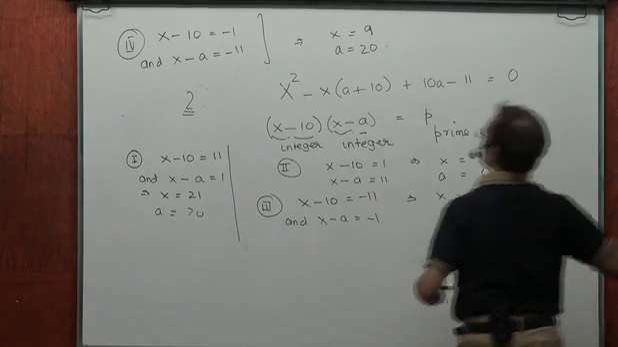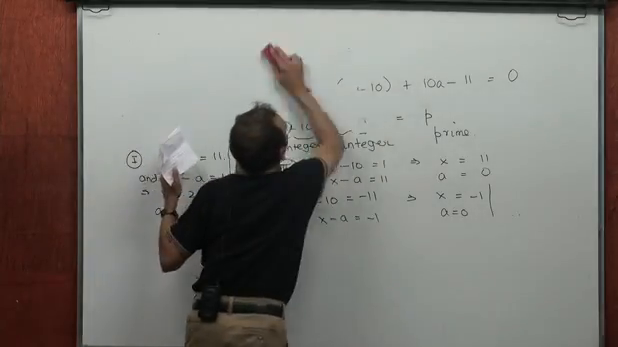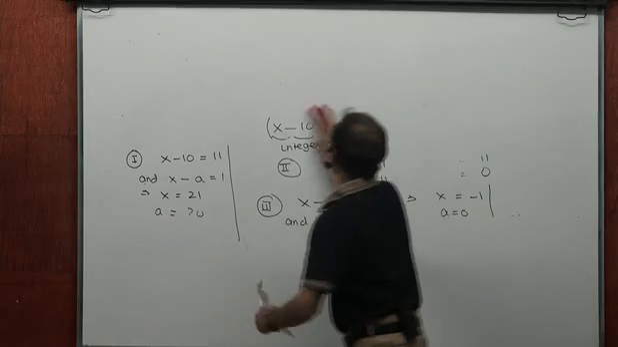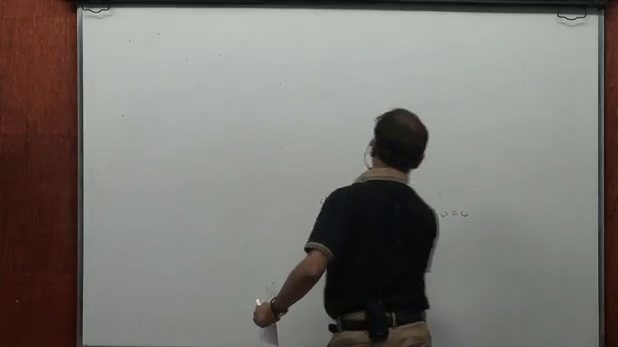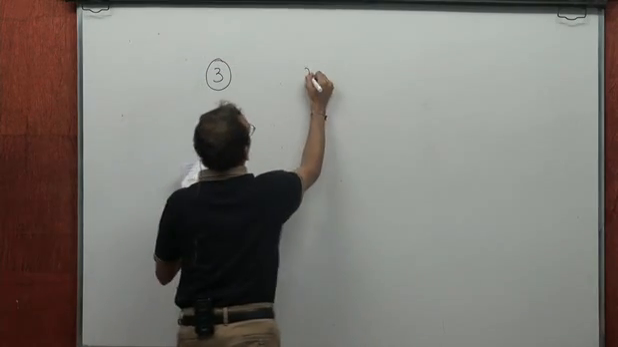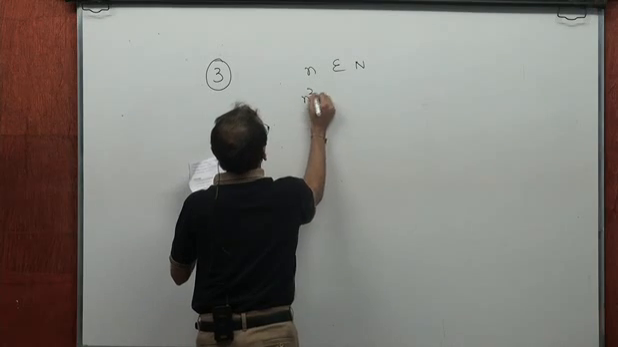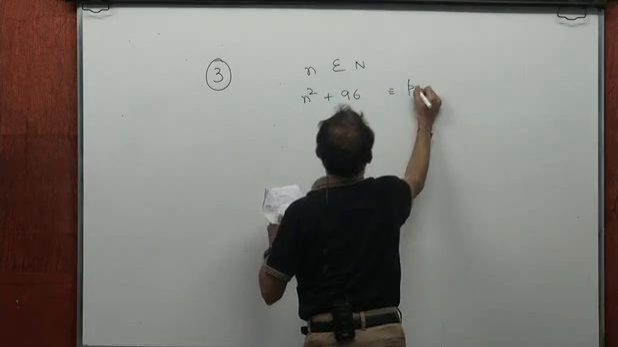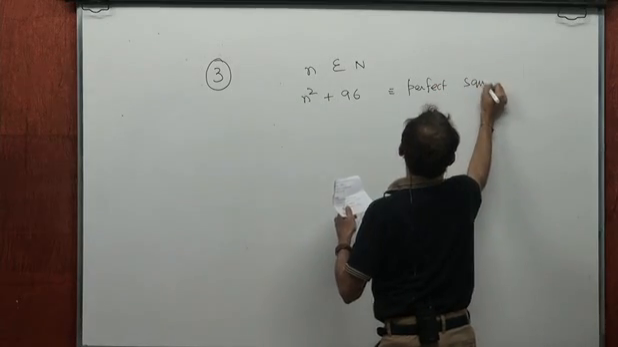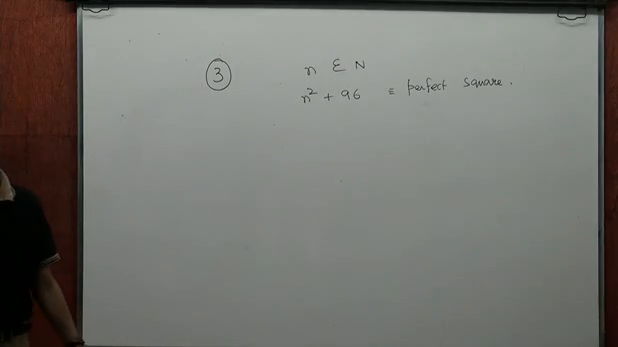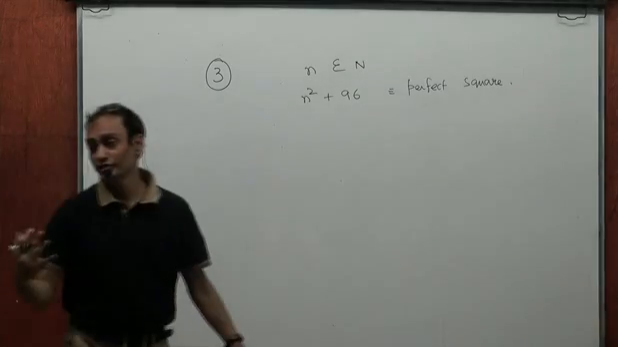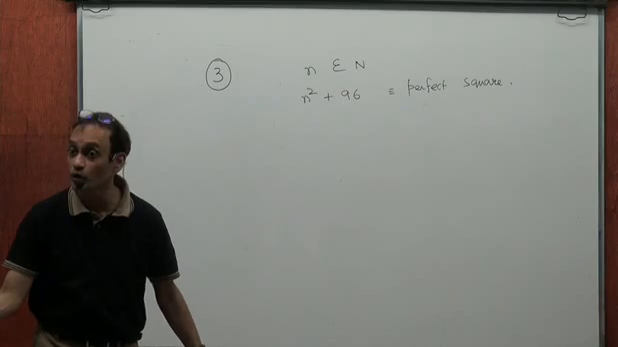Now let's look at 3. We want to find all natural numbers n. In problem 3, we want to find all natural numbers n for which n squared plus 96 is a perfect square. Clear? That means square of a natural number, square of another natural number. That's what it means, right?